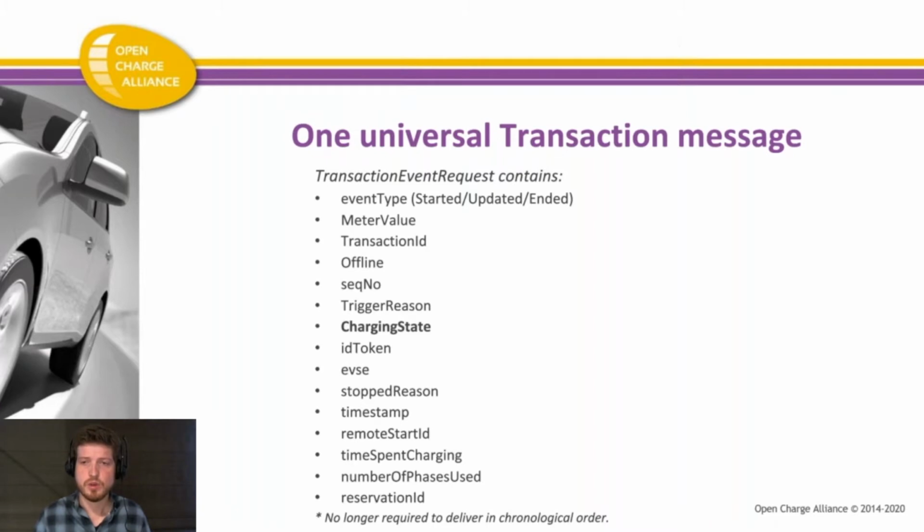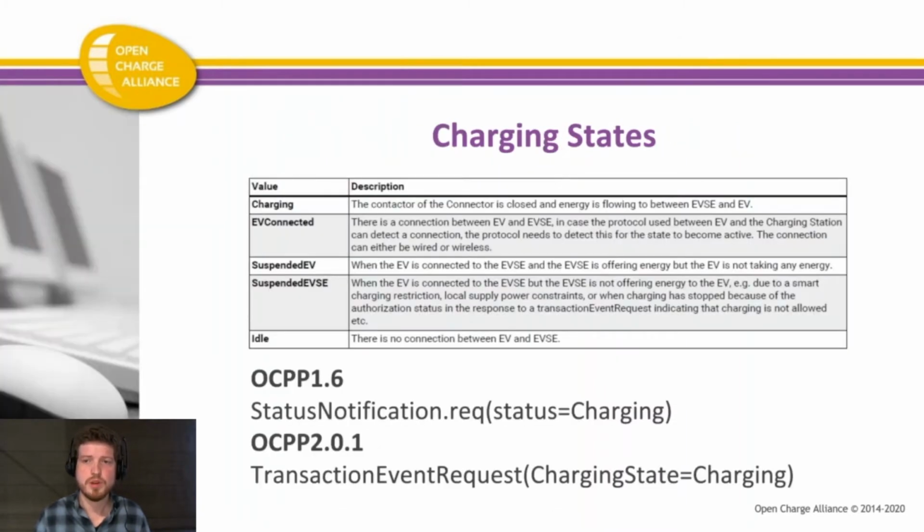Here I'm going to talk about the charging state. These are the possible values for the charging states. These can be reported when a charging state changes, and this is also what I was talking about when talking about the status notification message for OCPP 1.6. This is an example of a case that a status notification would have been sent. And so, for example, with status charging, but in OCPP 2.0.1, this would be a transaction event request with charging state charging.